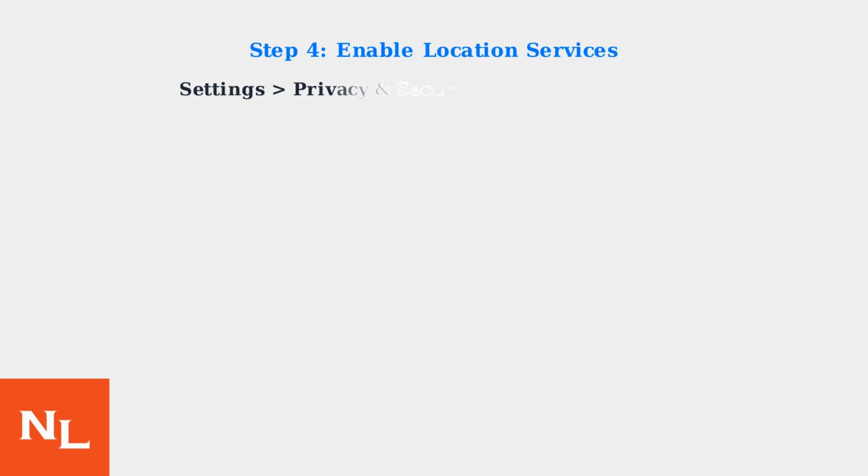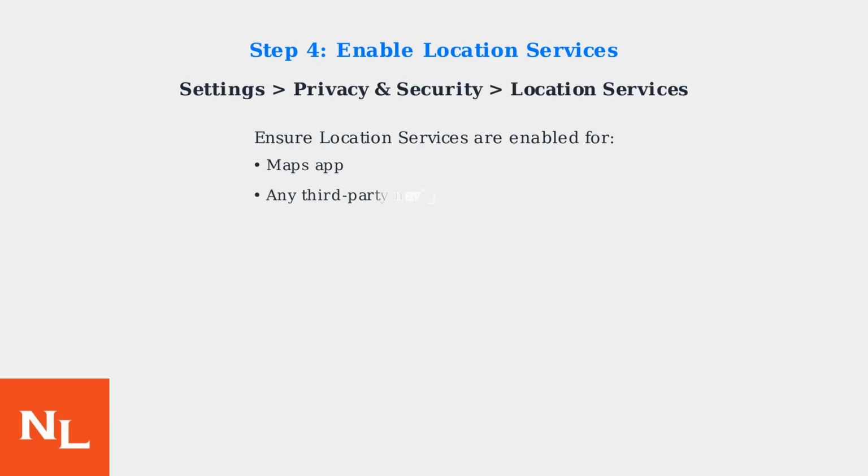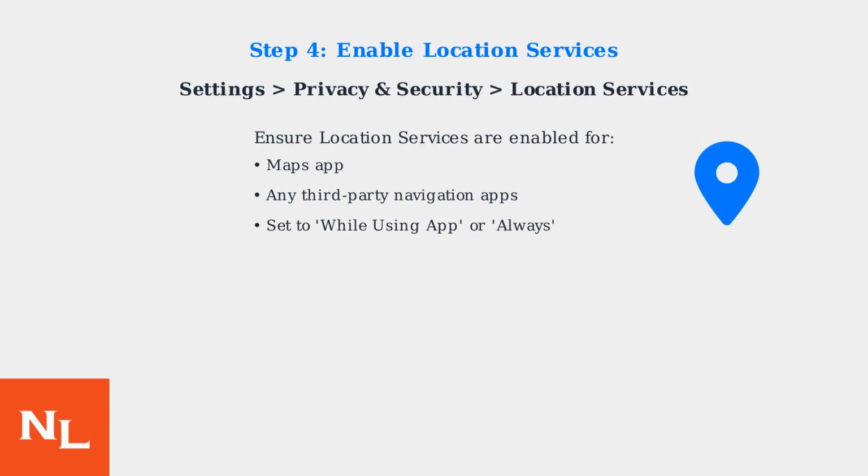Step 4 requires enabling location services. Navigate to Settings, Privacy and Security, then Location Services. Make sure location access is enabled for the Maps app and any third-party navigation apps you plan to use. Set the permission to while using app or always for proper functionality.